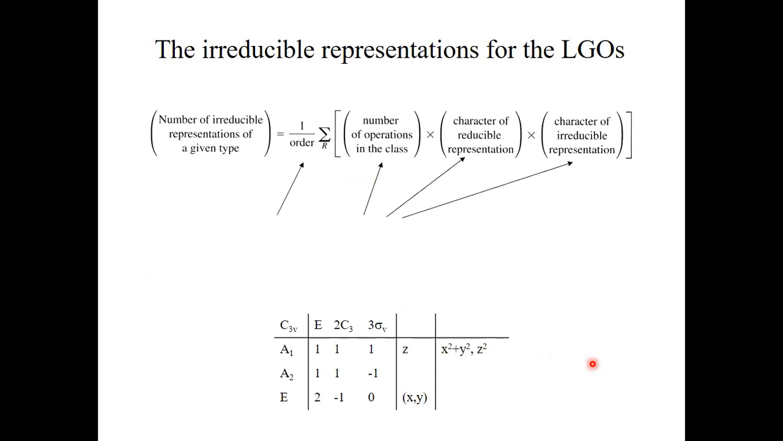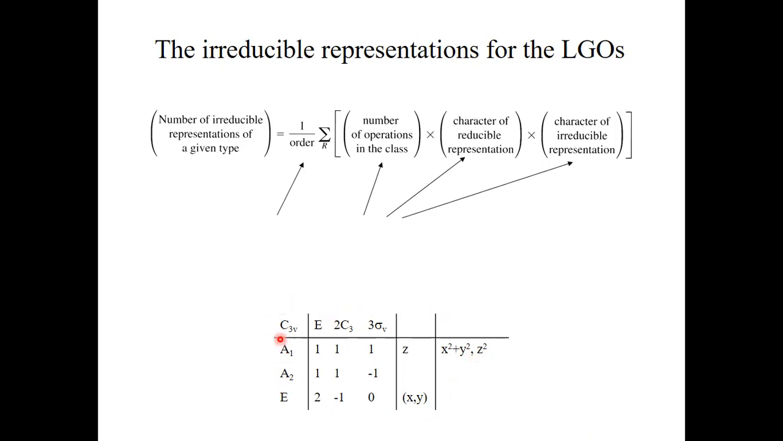Again, we can use the reduction formula in order to do this. So we can go through the irreducible representations step by step and apply the reduction formula to each of them. That will give us the number of irreducible representations of a given type. So you see here again the character table of the point group C3V.